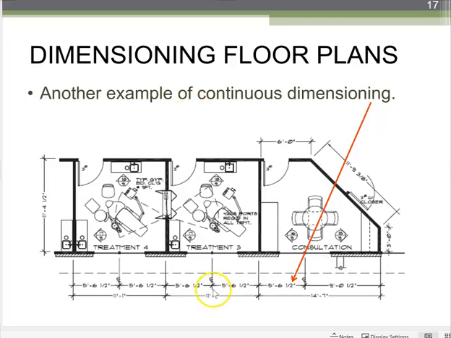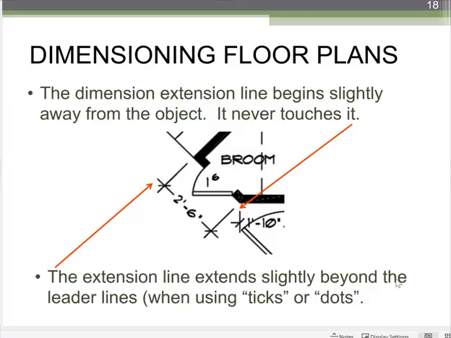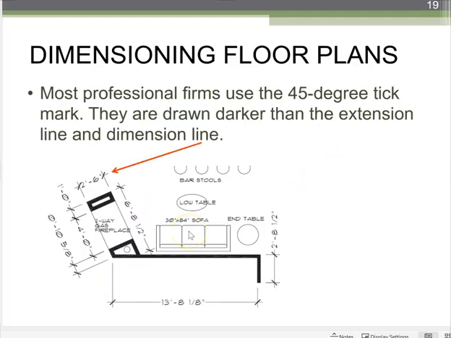Another example of continuous dimensioning. So this is one where they've done it on the outside. This is for commercial construction. Dimension lines generally begin slightly away from the object, so you pull back away. If you're on a CAD system, you could feel that. In hand drafting, you'll pull away, and you're going to use the tick marks at the end. Most professional firms use the 45-degree tick mark.